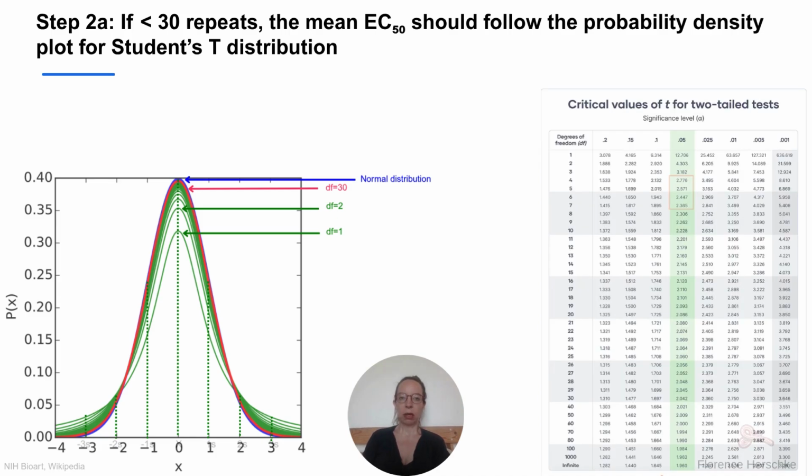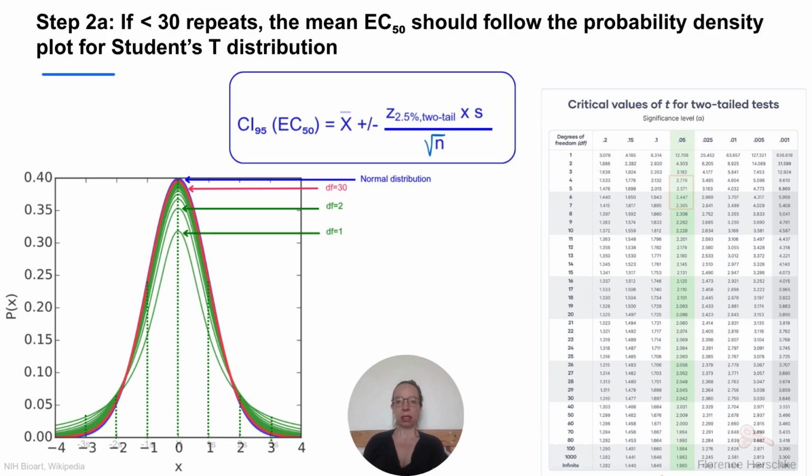On the right, you can find the critical values, or z-score, for 2-tailed tests following the student's t-distribution. The column highlighted in green corresponds to an alpha value or significance level of 0.05. In other words, corresponding to a confidence interval of 95%. In that case, the CI95 for the EC50 can be determined as follows.